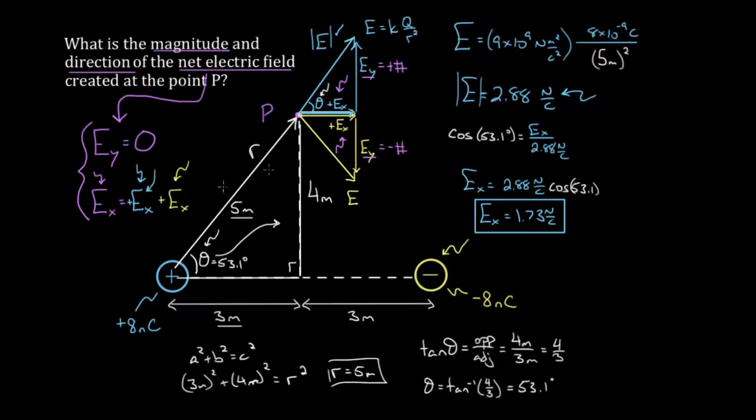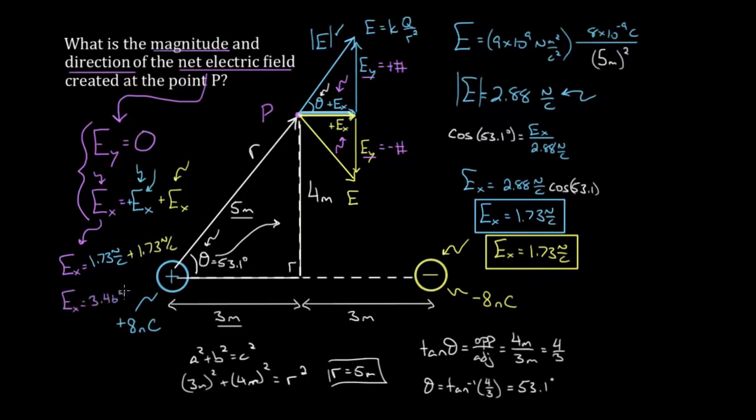And to get this horizontal component of the yellow field created by the negative charge, you could go through the whole thing again, or you could notice that because of symmetry, this horizontal component has to be the exact same as the horizontal component created by the positive charge. So they're both 1.73, and they're both positive because both of these components point to the right. So to get the total electric field in the X direction, we'll take 1.73 from the positive charge, and we'll add that to the horizontal component from the negative charge, which is also positive 1.73, to get a horizontal component in the X direction of the net electric field equal to 3.46 newtons per coulomb.